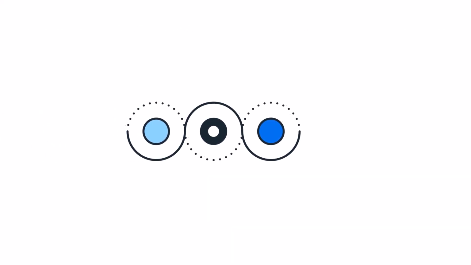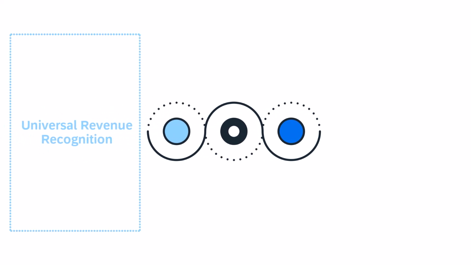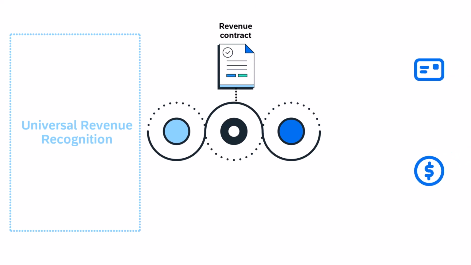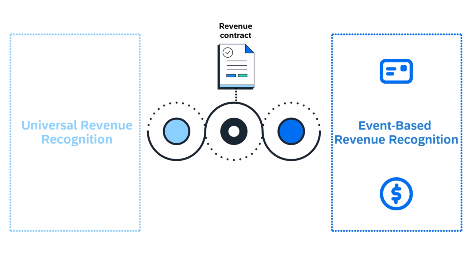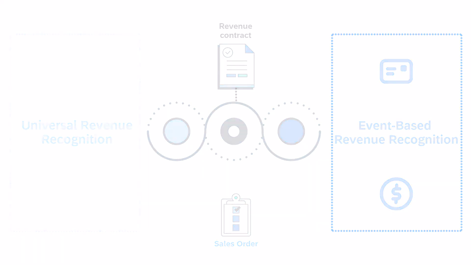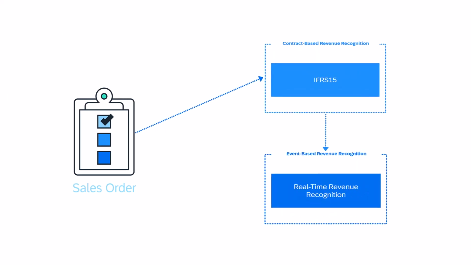In this demo, you'll see the process steps in universal revenue recognition. You can use a revenue contract to calculate the revenue to be recognized, while postings of revenues and costs are done with the event-based revenue recognition. In this video, I'll show you how this applies to the sell from stock process. Let's start by creating a sales order and then process it in both contract-based revenue recognition and event-based revenue recognition.